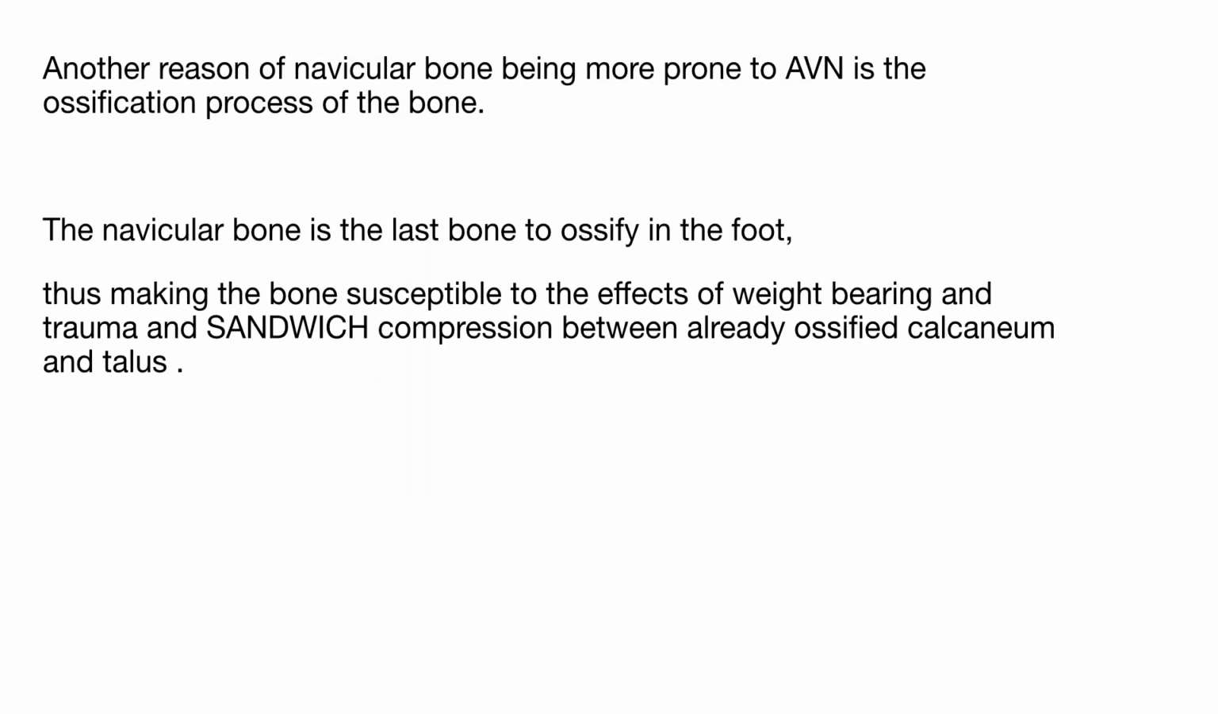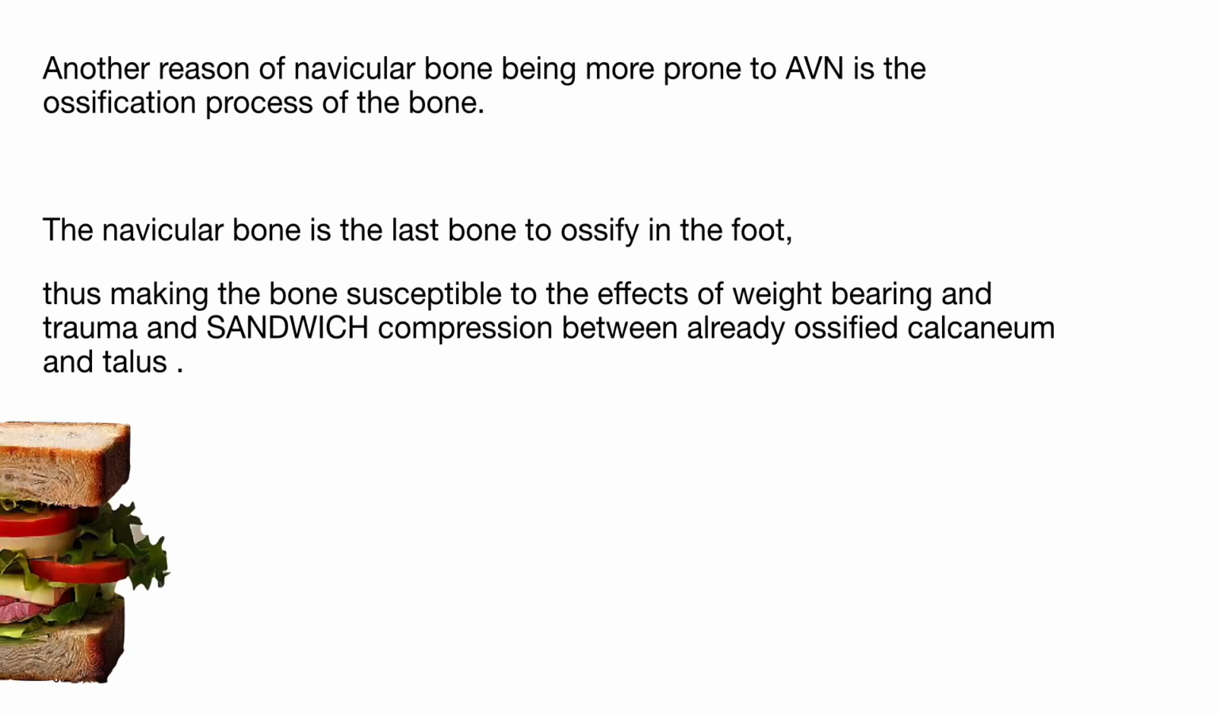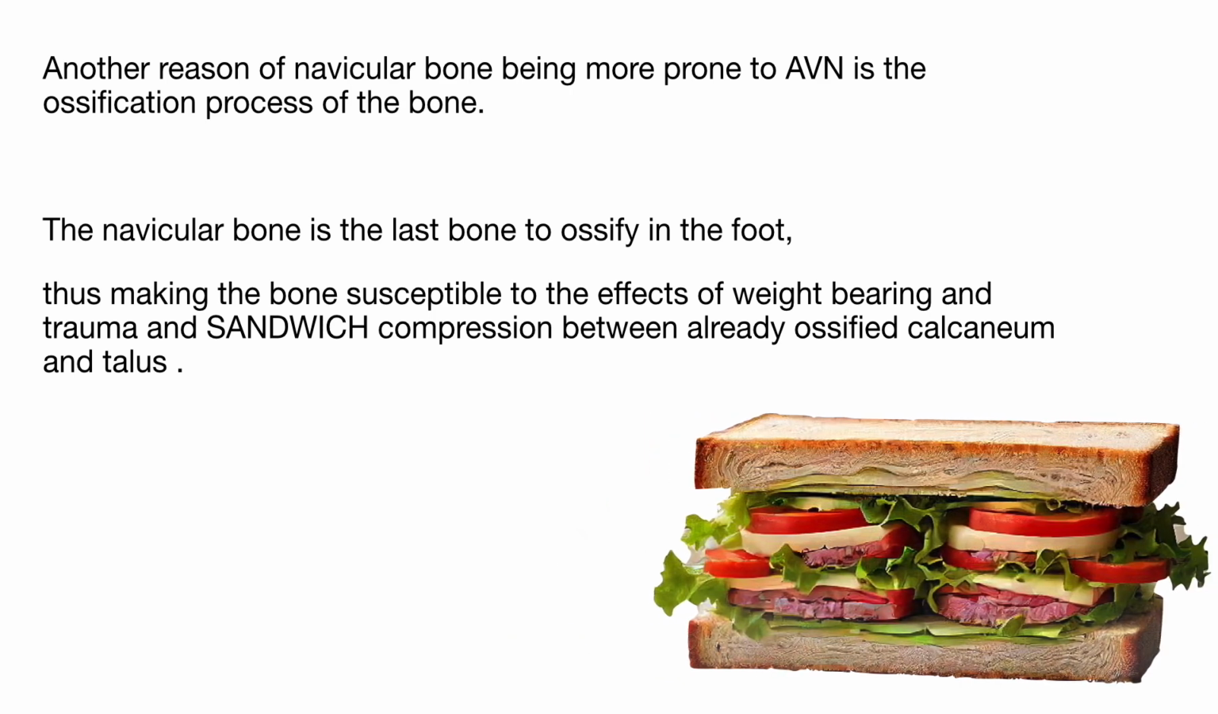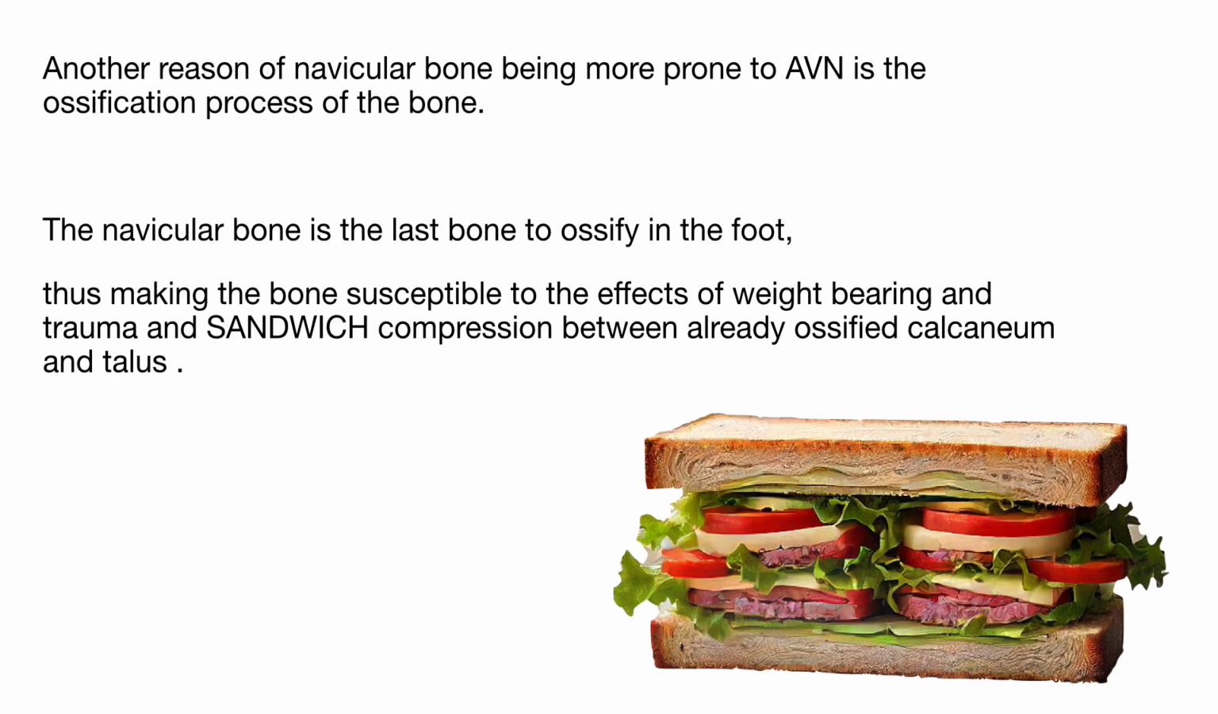Now the second quoted theory is the ossification process of the bone. The navicular bone is the last bone to ossify in the foot, with multiple ossification centers, which makes the bone further susceptible to the effects of weight bearing and trauma. And the ossification appears even later in boys than in girls, hence being the cause behind the girls being affected in earlier years than in boys. Remember, I have told you initially in the epidemiology that Köhler's disease appears in girls in less than 4 years and in boys 2 years later, that is less than 6 years.